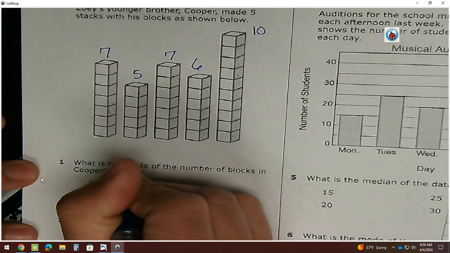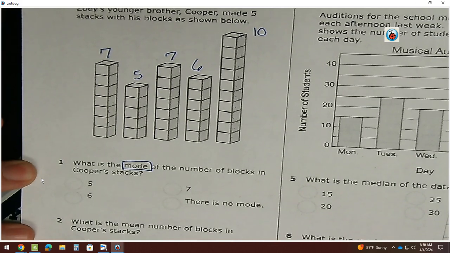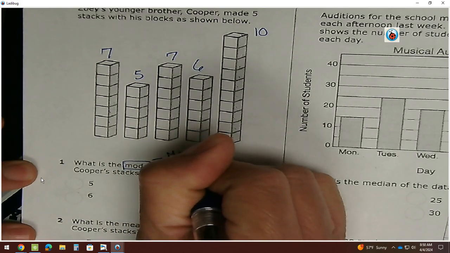Now, let's start with the word mode. Mode in math is the one that occurs the most often. So right here, when you see the word mode, you're going to say most often.